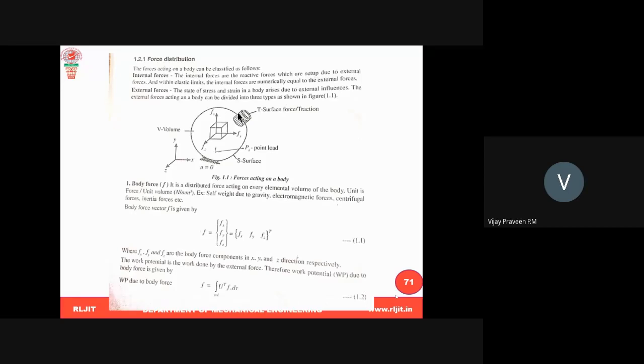The next topic is basics again. What are the forces that come under the force distribution, acting usually on any object? See, there are two forces usually acting. One is called internal force, one is called external force. Let me take external first.